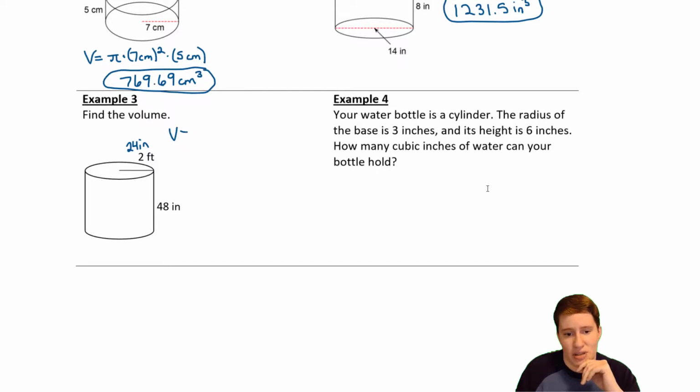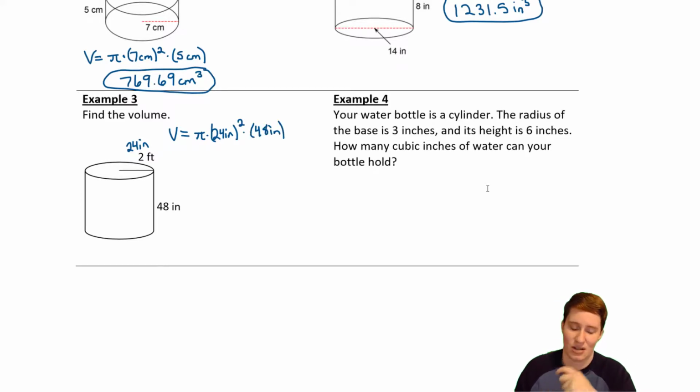So for our formula here, we would have pi times the radius, which is 24 inches squared, and times 48 inches. Definitely not one that I would want to do without a calculator. And if you're like, I still don't really understand why we had to make that change. If I had feet still and I square the feet, that gives me feet squared. And then I'd have inches, and I can't combine feet squared and inches together to get feet cubed or inches cubed. And so that's why that's not going to work out.